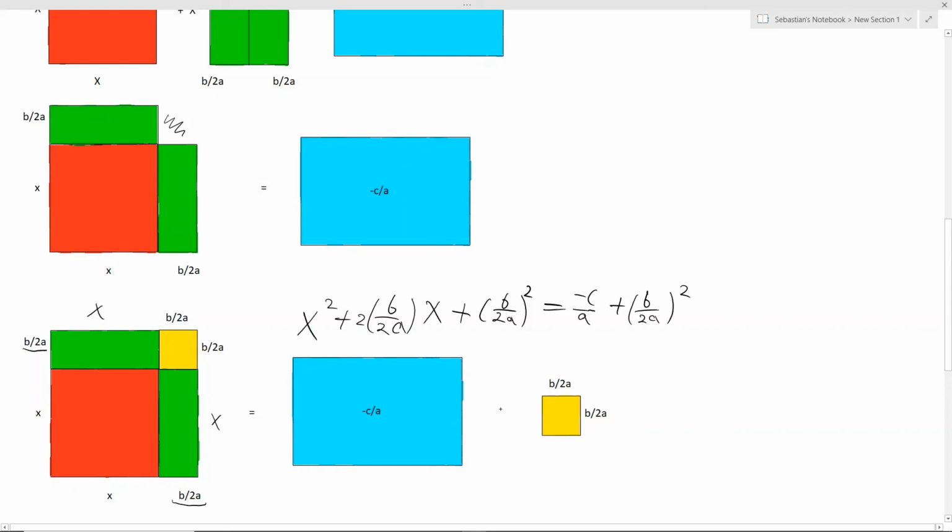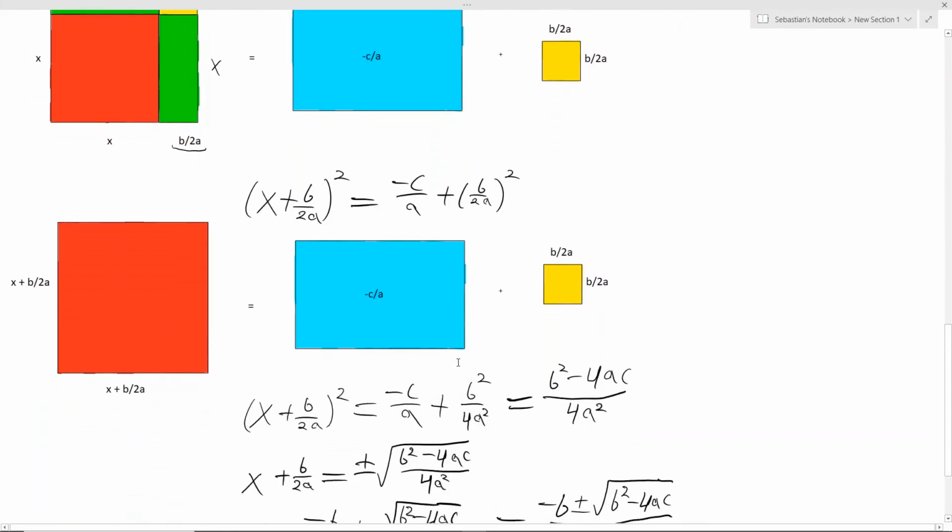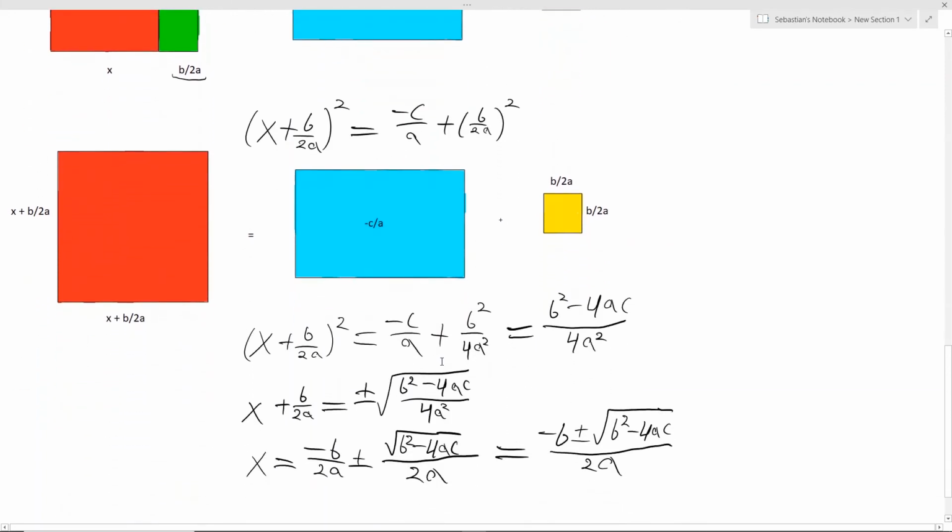And from there, we can simplify the expression for the area of these 4 rectangles into the expression for the area of a single square with a new side length. And after that, it's just a little bit of manipulation to get the right hand side into a nice form to take the square root of both sides, and that gives us the final result.